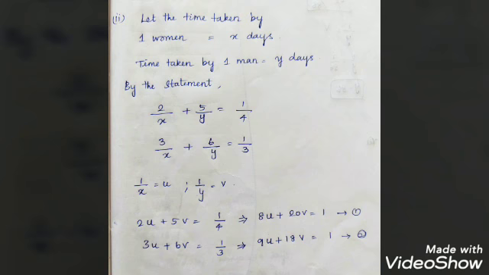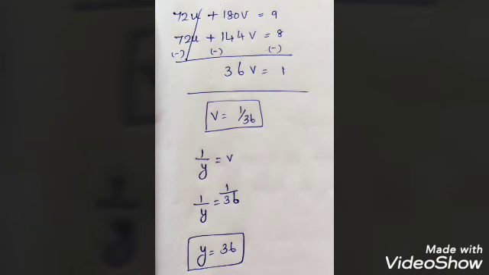So as we know that 1 by x is equal to u and 1 by y equal to v, form equation 1 and 2. Next, what we are going to do? By elimination method, we are going to eliminate. So 72u plus 180v equal to 9, and 72u plus 144v equal to 8. Equation 1 is multiplied by 2 and equation 2 is multiplied by 1. So subtract. Then what we will get? 36v equal to 1. So v equal to 1 by 36.